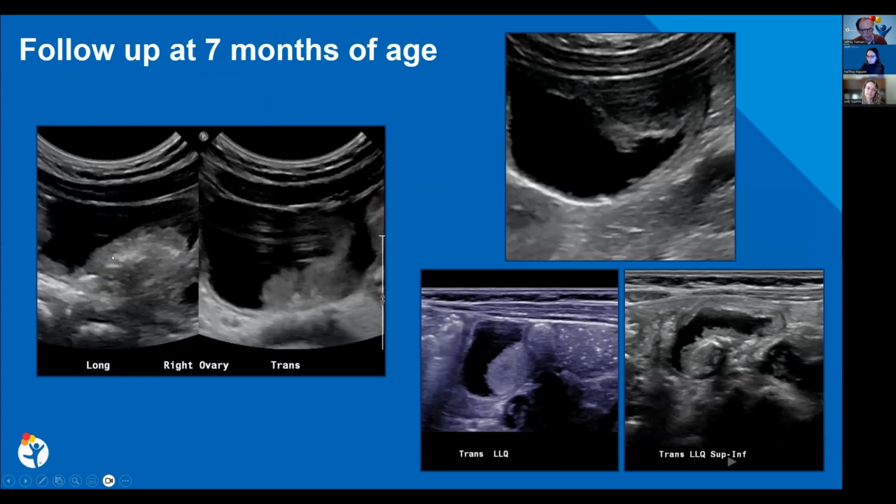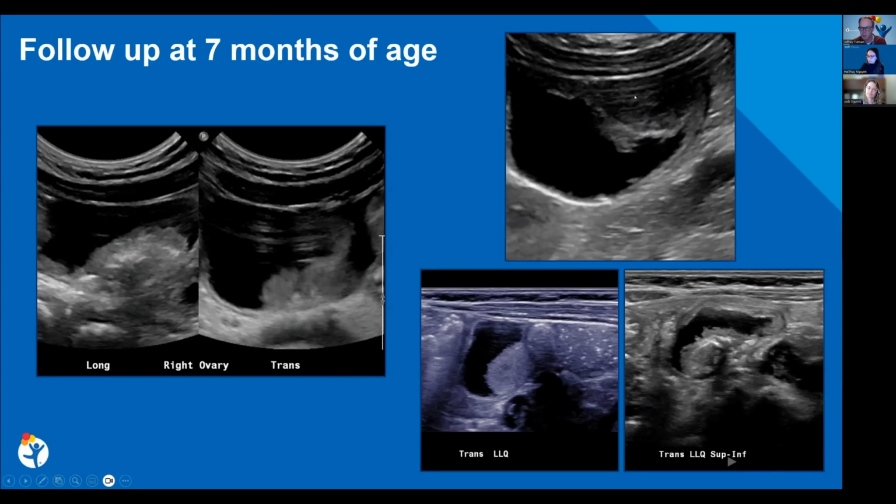So the patient had a follow-up at 7 months of age. It looks like that area was developing some calcifications within it. The odd thing about this case was that our sonographer noticed that this structure seemed to be dynamically moving throughout the examination. It was initially in the right adnexa, where we would expect to see the ovary. And then as they were scanning, it looked like it flipped the other way.